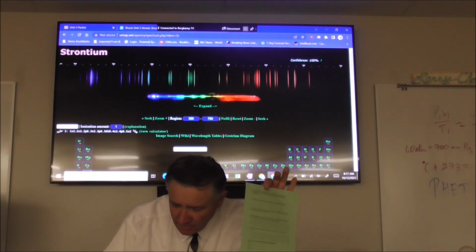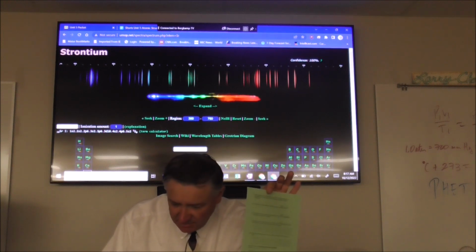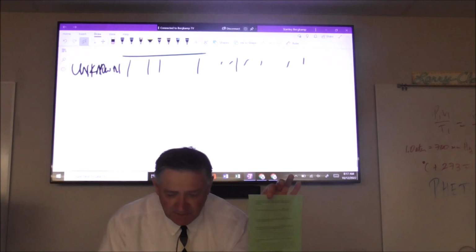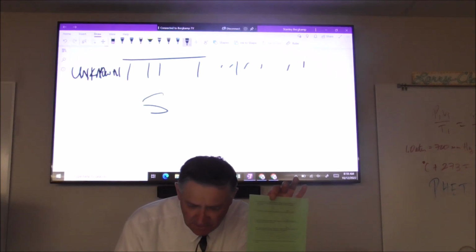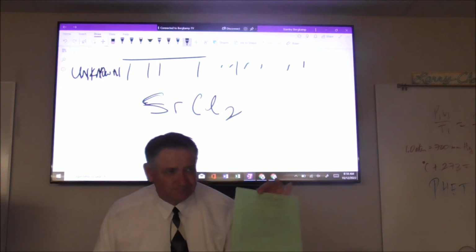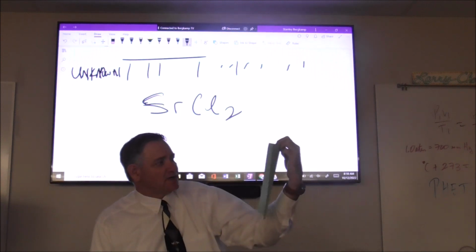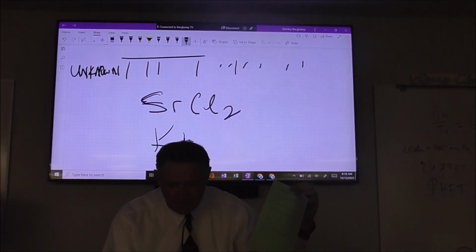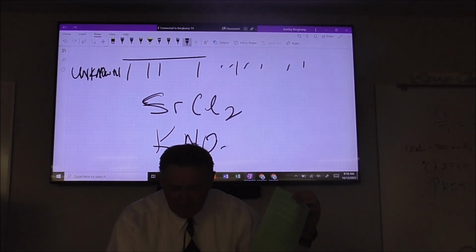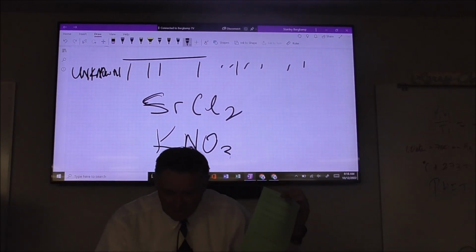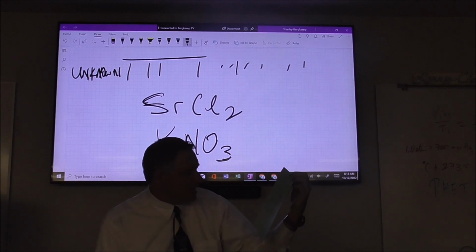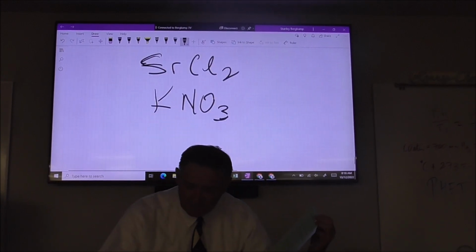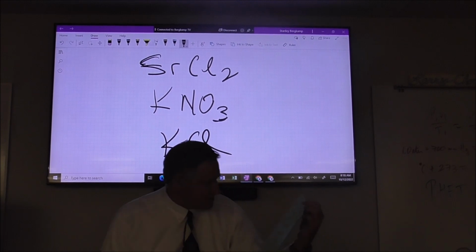With this one, to save you some time, you could type in the formula for strontium chloride, but let me save you some time. On number 11, the formula for strontium chloride is SrCl2. Then on number 12, you need potassium nitrate. Again, just to save you some time, the formula for potassium nitrate is KNO3. And then on 13, you have potassium chloride, which is KCl.